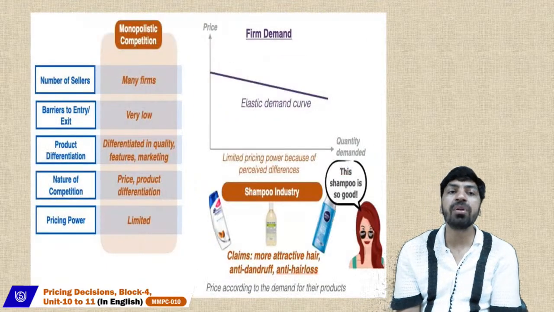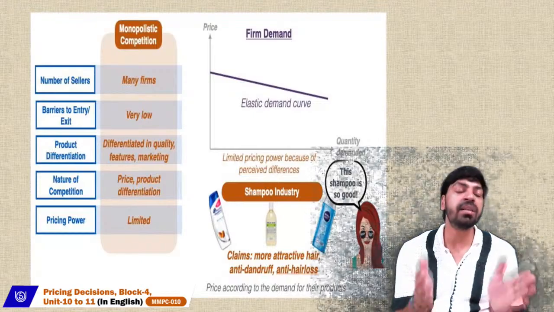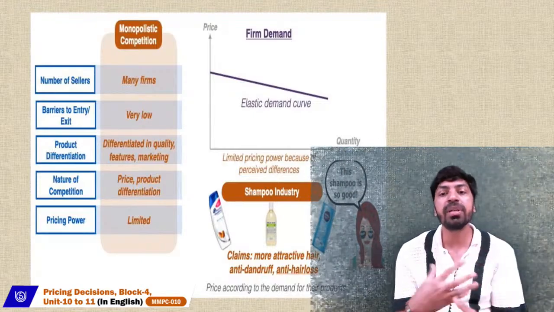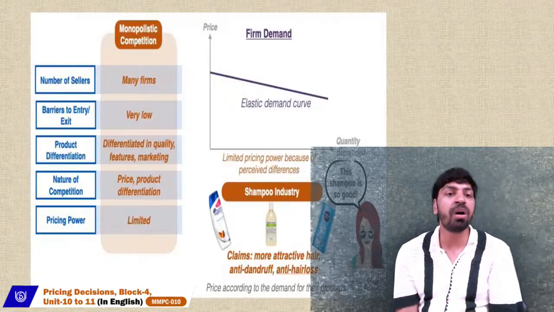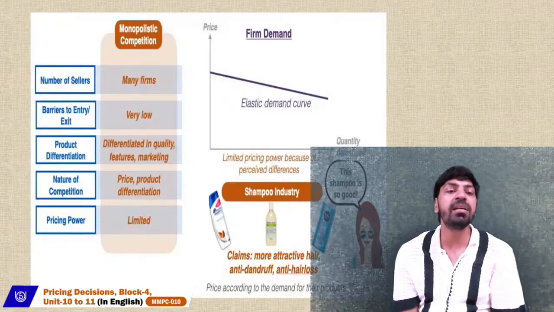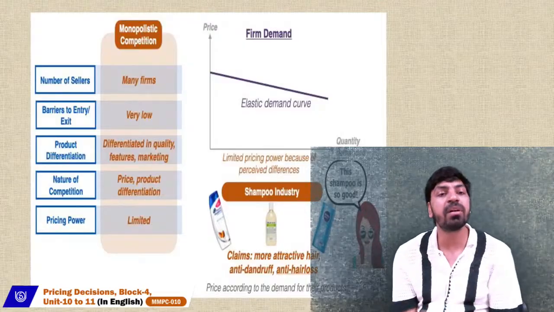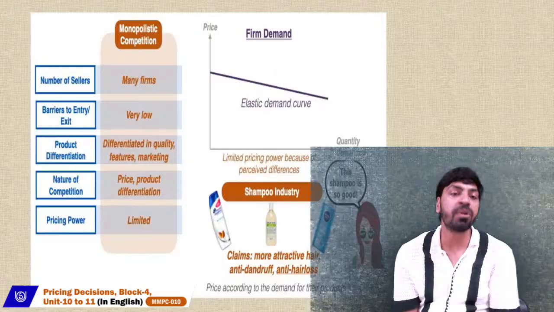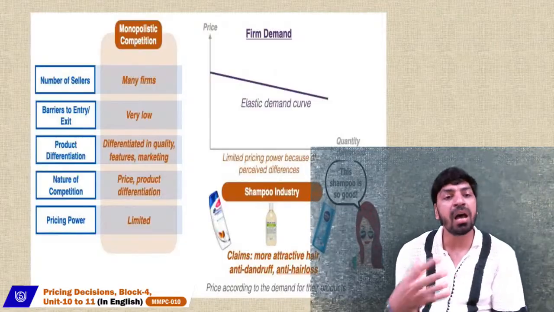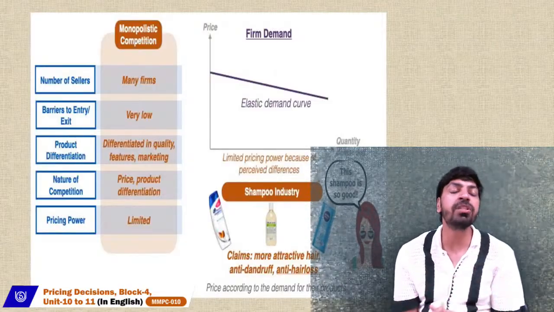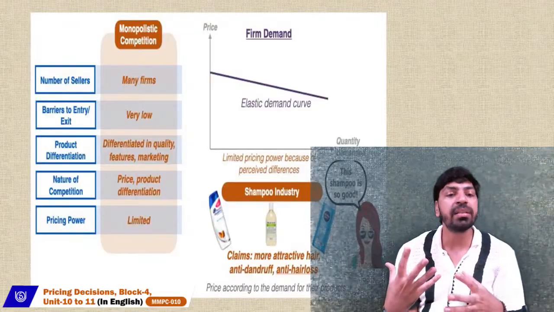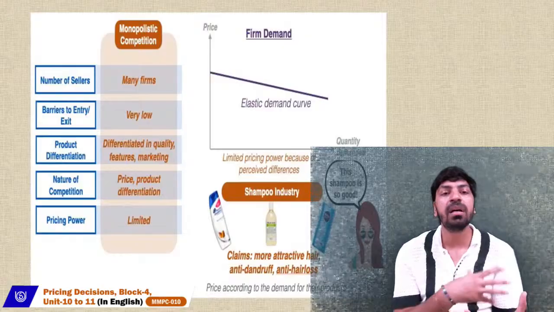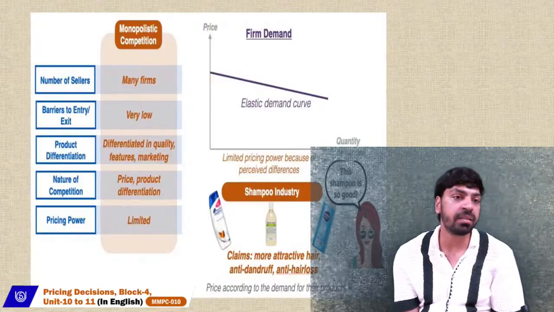Next one is monopolistic competition. These are the five main features of how the monopolistic market works. Number of sellers: there are a large number of sellers who sell differentiated products, and these firms charge different prices to the different buyers.